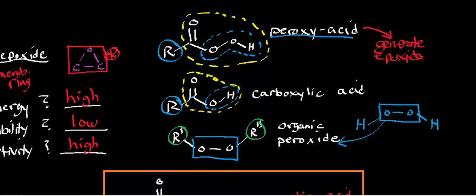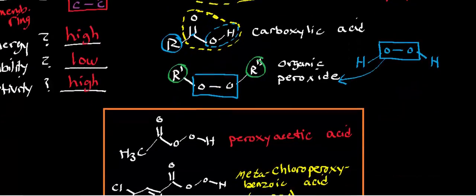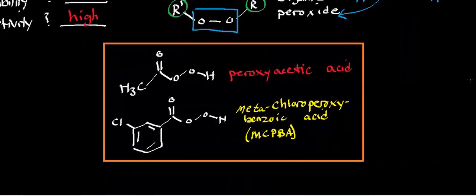And carboxylic acids are very unreactive. They're pretty stable. They don't really do anything. But peroxy acids, because they have this oxygen-oxygen single bond, which is pretty high energy, are a lot more reactive to things. And we're going to use that to our advantage when we do reactions like this.